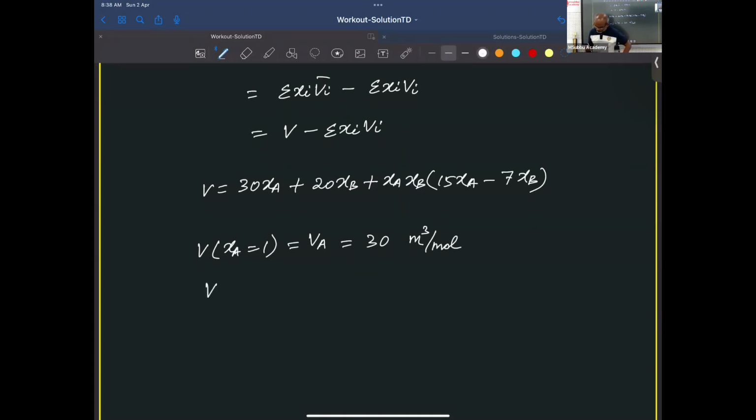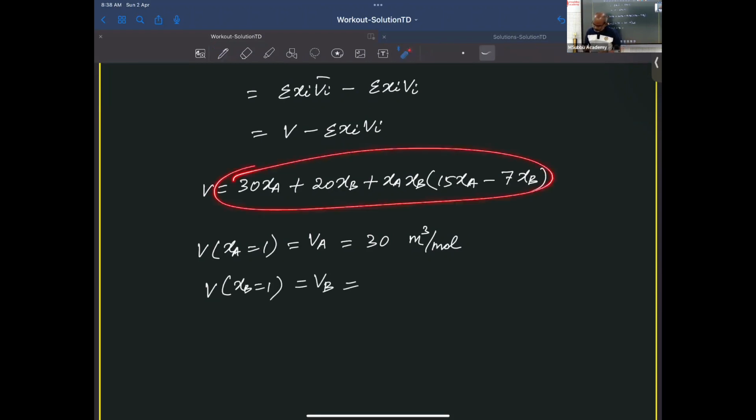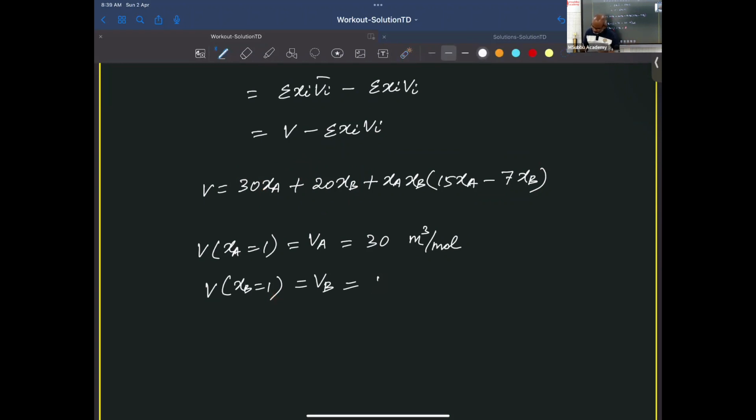Likewise, we also get V at xB equal to 1, which is nothing but VB. Simply by looking at the expression, we can say that only this term alone will be there, because xB equal to 1 and xA equal to 0. So we have only 20. This is also in meter cube per mole units.